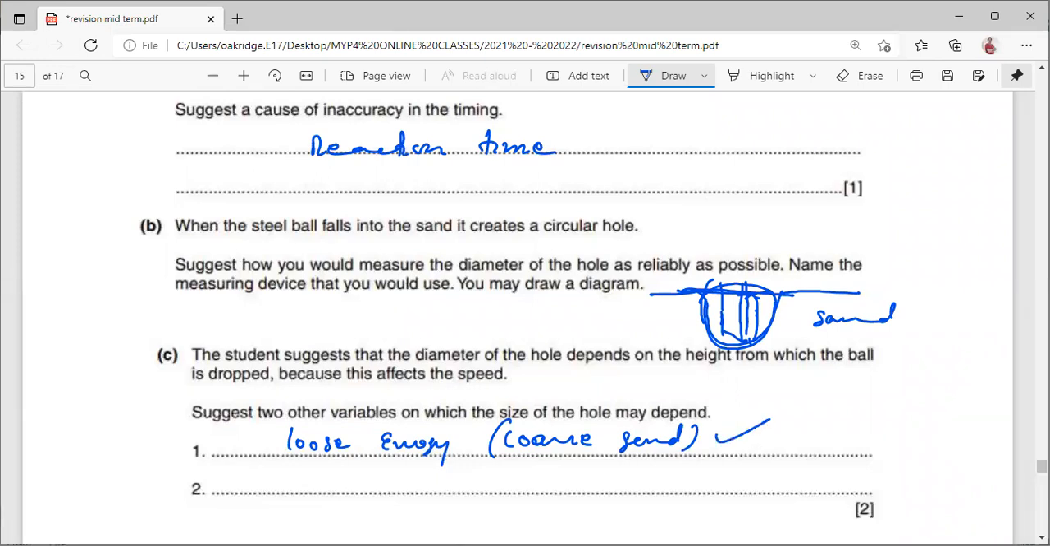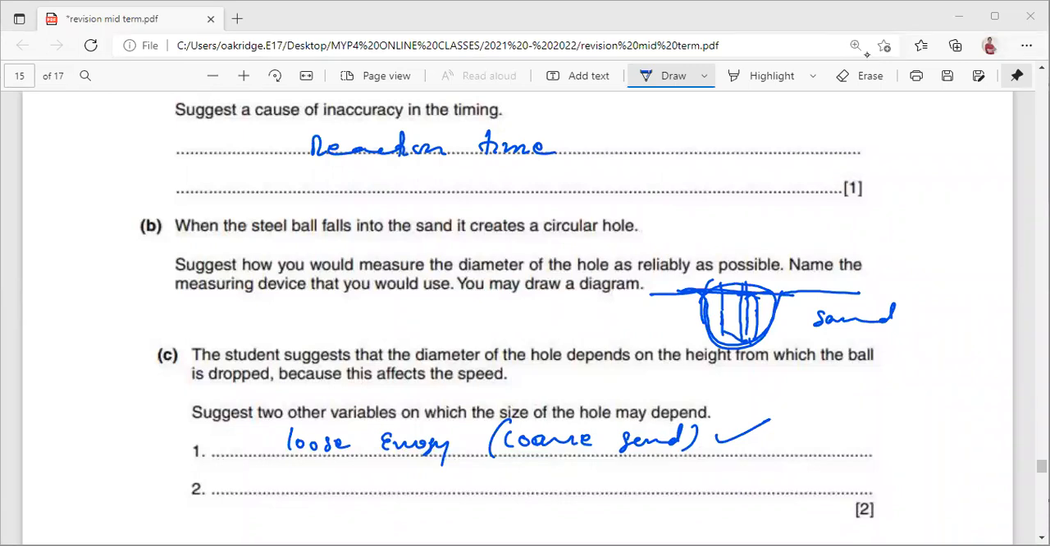Then secondly, the diameter of the hole depends upon the height, because of x. Suggest 2 more variables. First variable we have suggested. What's the second variable? Can you think of it? What could be the second variable? My connection got snapped off. Okay, now coming back.